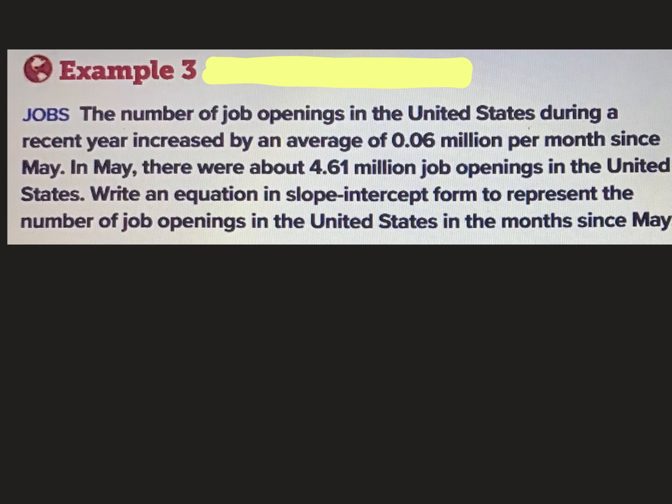It says jobs. The number of job openings in the United States during a recent year increased by an average of 0.06 per month since May. In May, there were about 461 millions of job openings in the United States. And I said jobs plural, so forgive me, it's job openings. Write an equation in slope-intercept form to represent the number of job openings in the United States in the months since May.